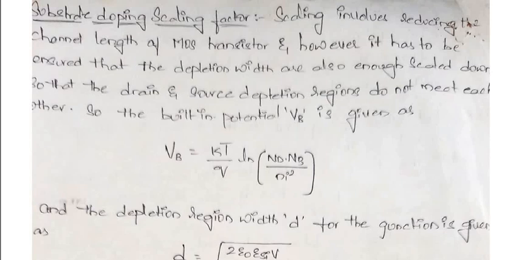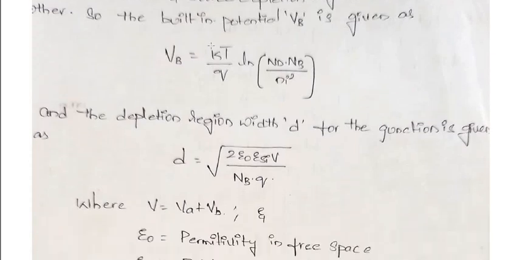So the built-in potential VB is given as VB equals kT/q times ln of ND times NB divided by Ni squared, where ND is the source or drain doping, Ni is the intrinsic carrier concentration, and NB is the substrate doping level. It is called your substrate doping level.